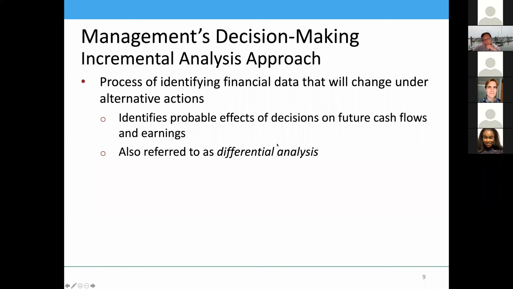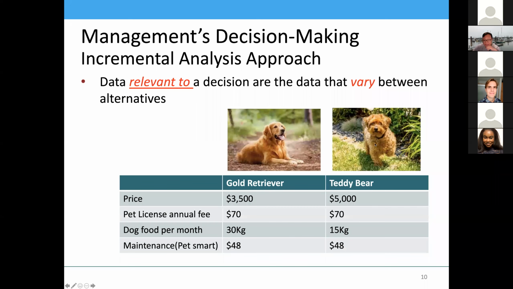So I'm going to use an example. This is the one example I want to use. The relevant information is the information that varies between the alternatives. I will say that again: the information that is relevant to this analysis is the information that varies between the alternatives. So I'm going to show you this.